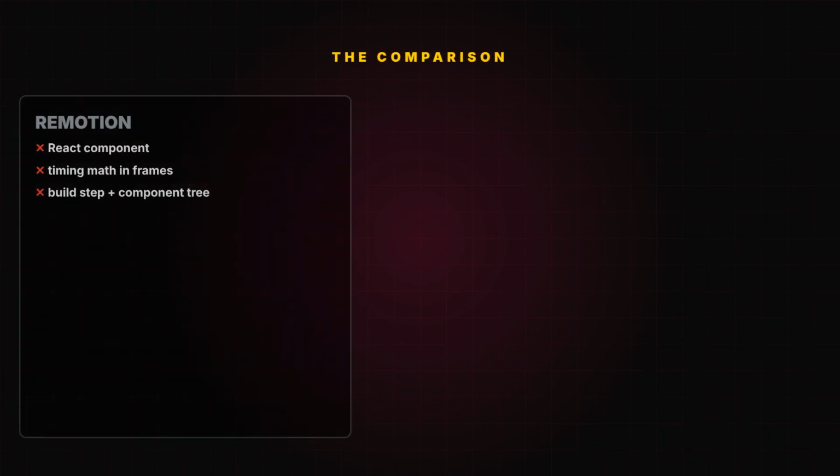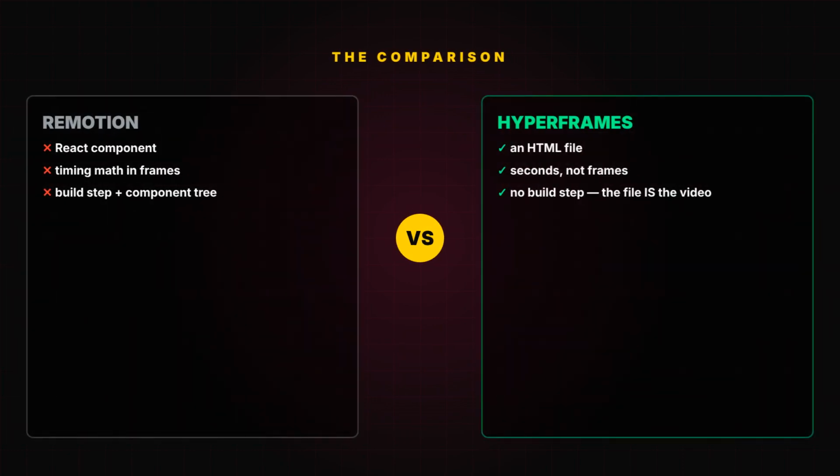How does it compare to Remotion? Remotion asks for a React component and you do the timing math in frames. HyperFrames asks for an HTML file: markup declares when things are on screen, a timeline declares how they move in seconds. No build step, no component tree. The file you write is the video.